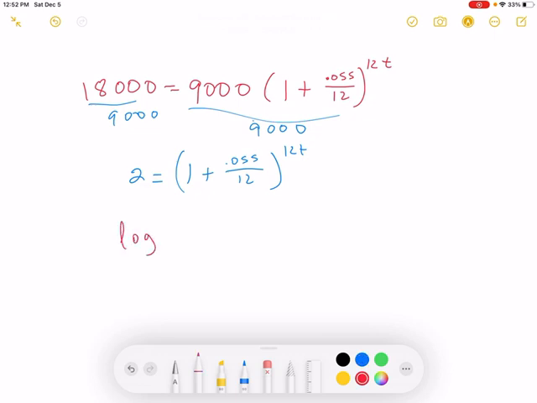Place a log in front of the left side. Place a log in front of the right side. What do logs do? They bring down exponents. The 12t brings it to the front. So this is the log that I placed in front of both sides.